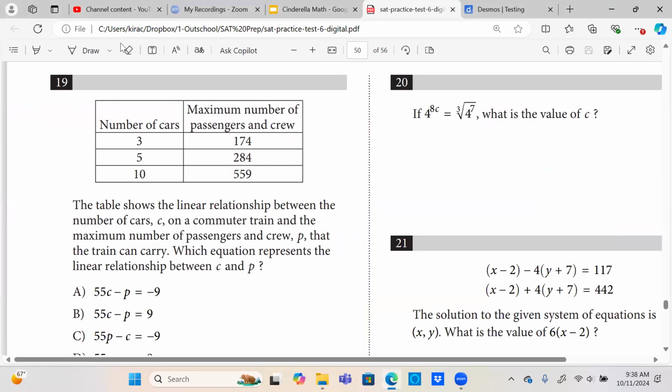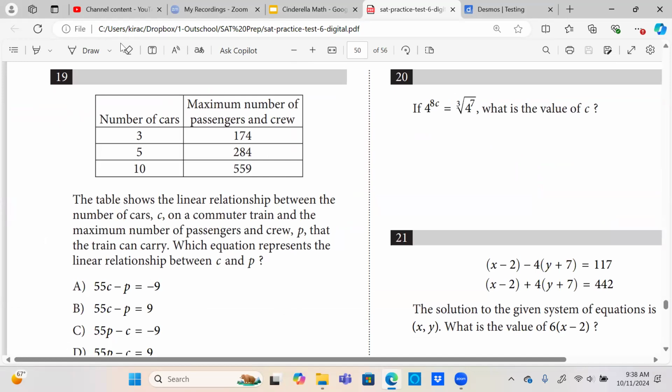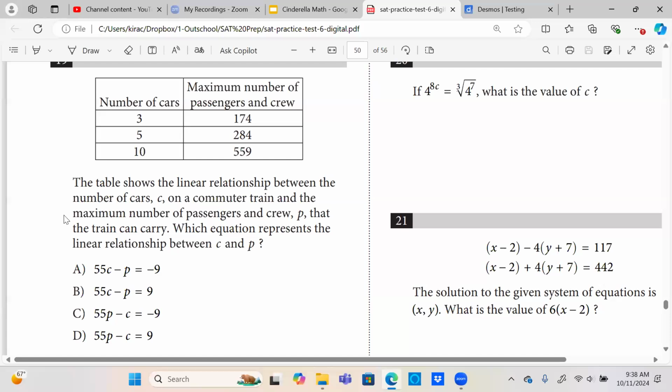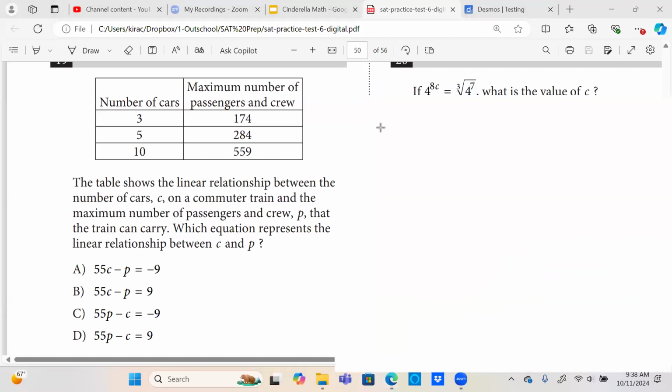Number 19. The table shows the linear relationship between the number of cars, C, on a commuter train and the maximum number of passengers and crew, P, that the train can carry. Which equation represents this? Okay. All right, so the relationship between the cars and basically the people. I would just, well, trying to think of the fastest way. There's a couple ways you could attack this.